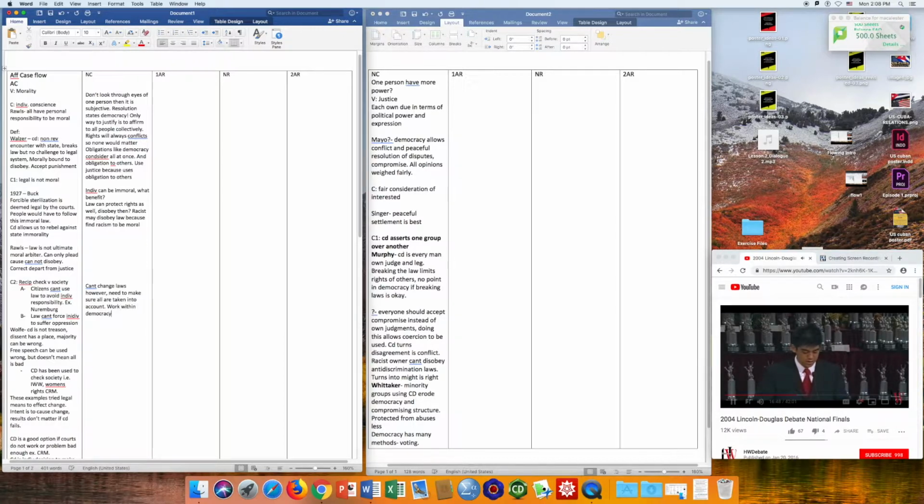Then he says we can't be forced to suffer under oppression, but remember, I told you that laws can prevent oppression, like that Equal Rights Protection Law. Okay, then he talks about how just because we have the right to free speech and people can use it for racist propaganda, doesn't mean that the right to free speech is bad.